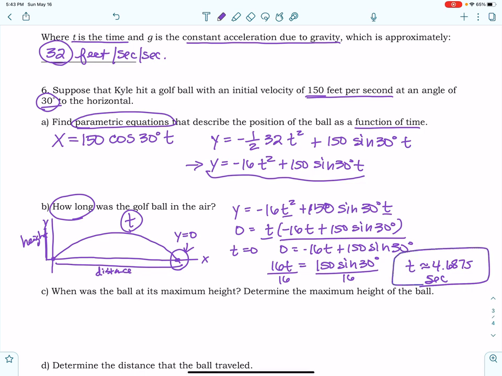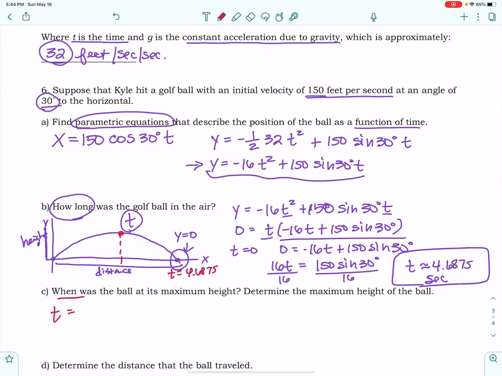Now part C, when was the ball at its maximum height? Determine the maximum height of the ball. All right, so what I want, let me change colors here. I want to know what y is right up here, right? That is it's at its maximum height. So I need a way to find that. So when did that happen? Well, I know right here that t is 4.6875. So it's somewhere below that, right? Because right here, t has a value, x has a value, y has a value. So when did that occur?